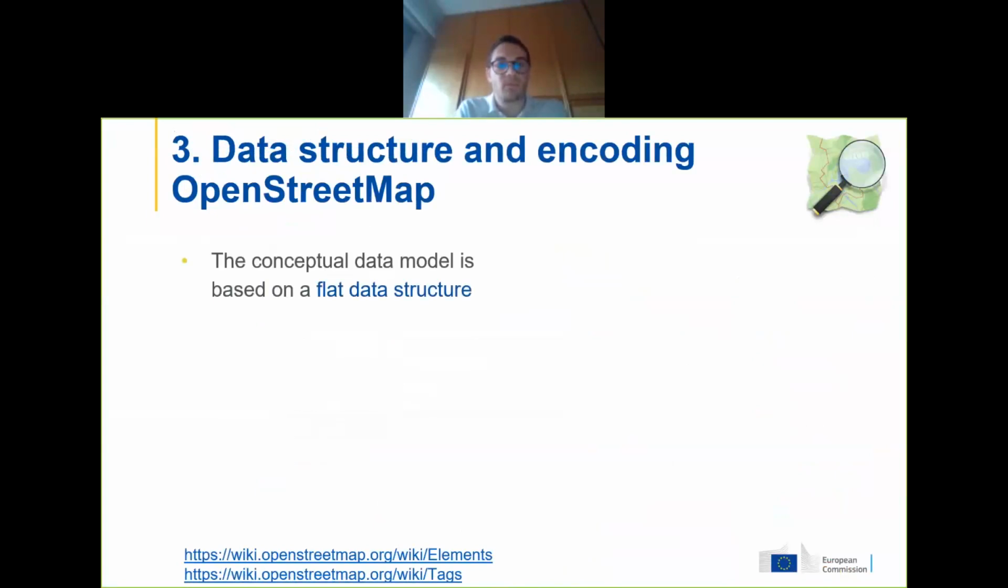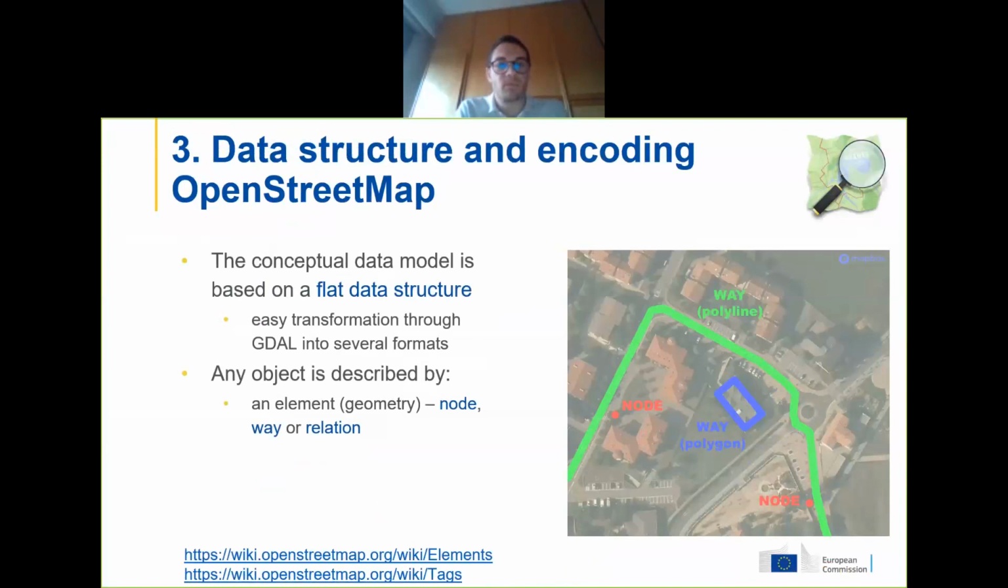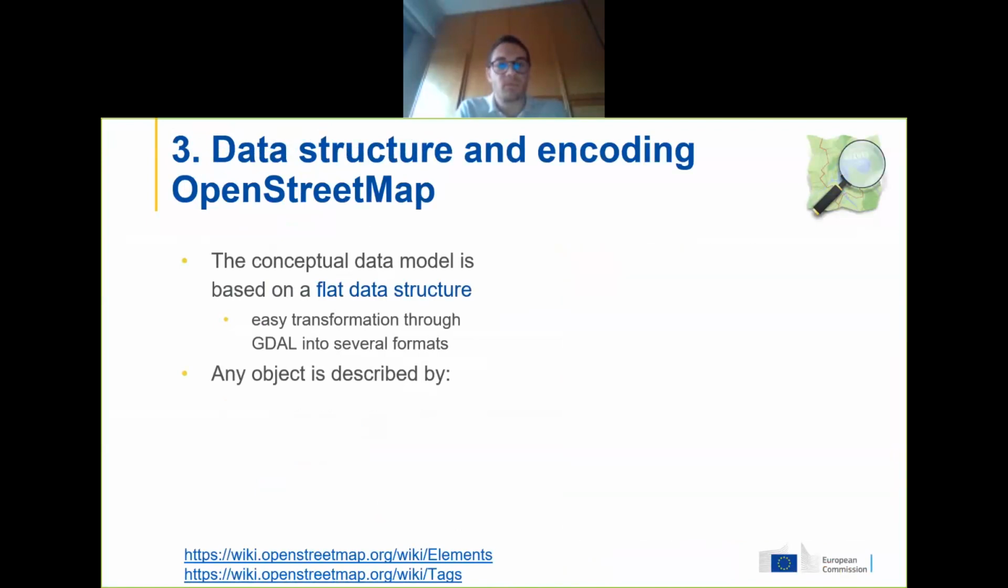Yes, let's move to the third aspect of this comparison. It's about data structure. It's probably one of the most important things because OpenStreetMap has a flat data structure, so it doesn't have complex features or complex models behind, and that's very easy to be transformed through GDAL or other means and tools, into several formats. This is a great plus.